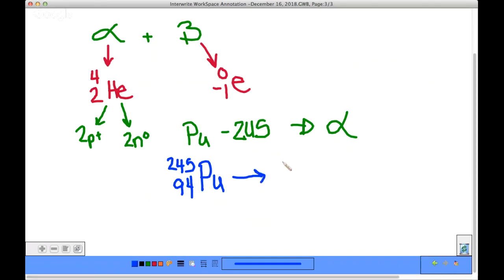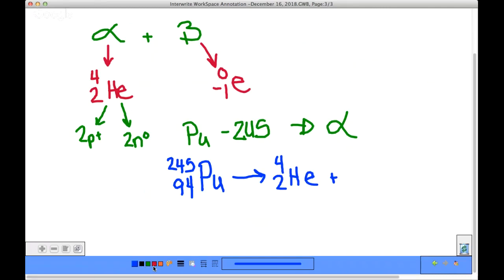And when we do that, we want to show that it releases an alpha particle. So we're going to have 4, 2, He. What you want to do is make sure your mass numbers are conserved, and your atomic numbers, down here, are also conserved. So whatever adds up on this side must equal this, and whatever adds up down here must equal that.